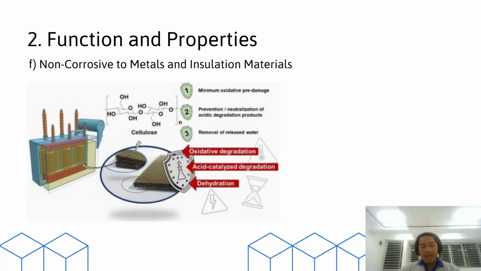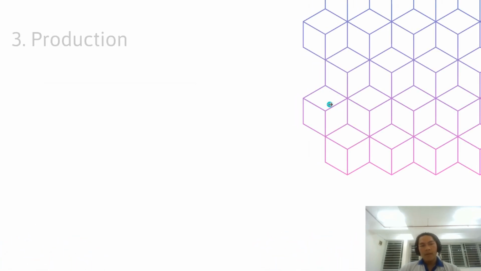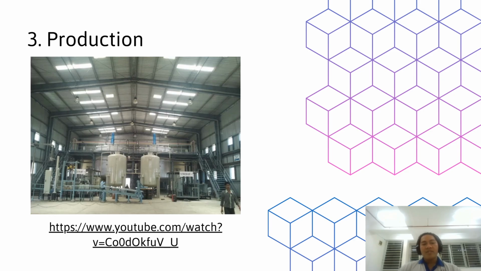So, in summary, transformer oils serve multiple essential roles, including insulation, cooling, and moisture protection, making it a critical element in ensuring the safe and efficient operation of power transformers. 3. The production. Let's watch this video.